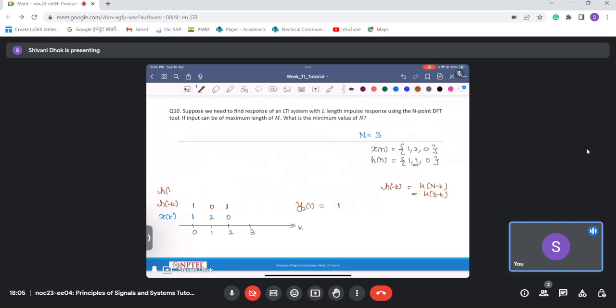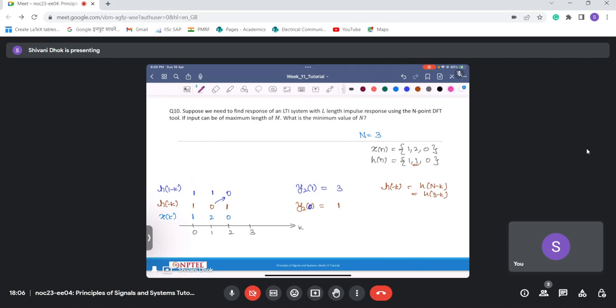Then I have h of 1 minus k. So this is h of 1, which is equal to 1. Then I'll have h of 0, which is equal to 1. And then I'll have h of minus 1, which is equal to 0. So 0 goes here. So this y2 of 1 is equal to 1 into 1 plus 1 into 2, which is equal to 3.